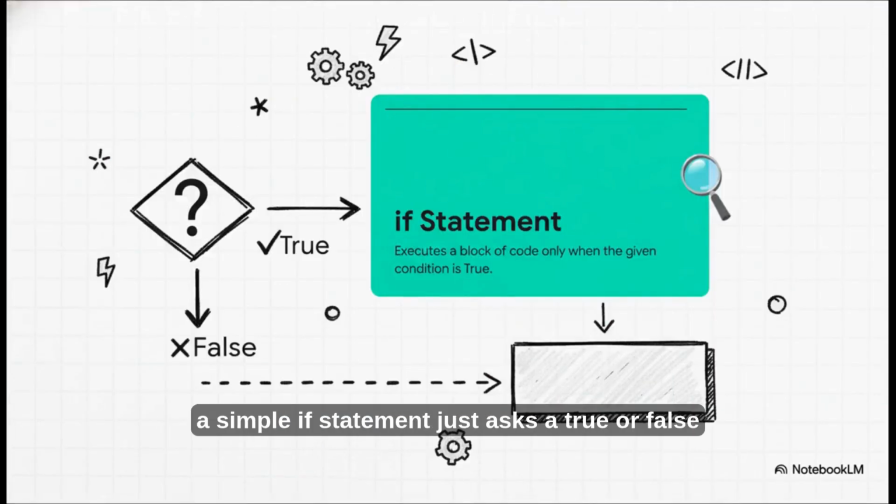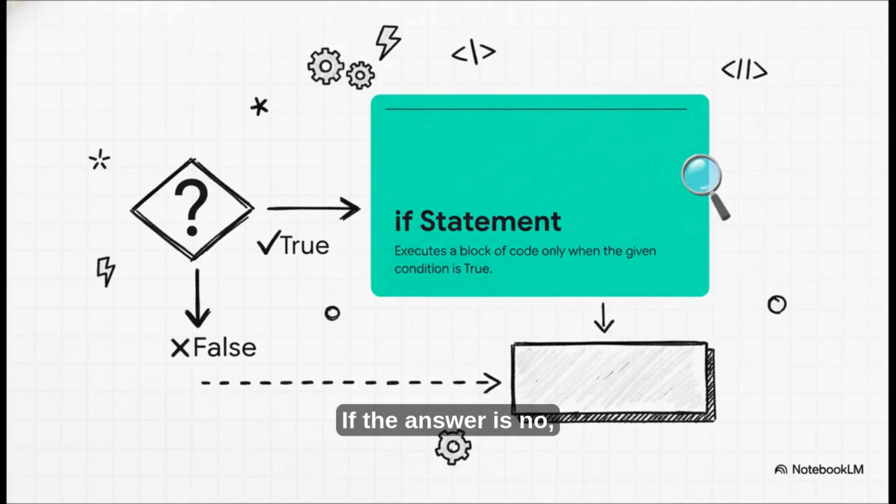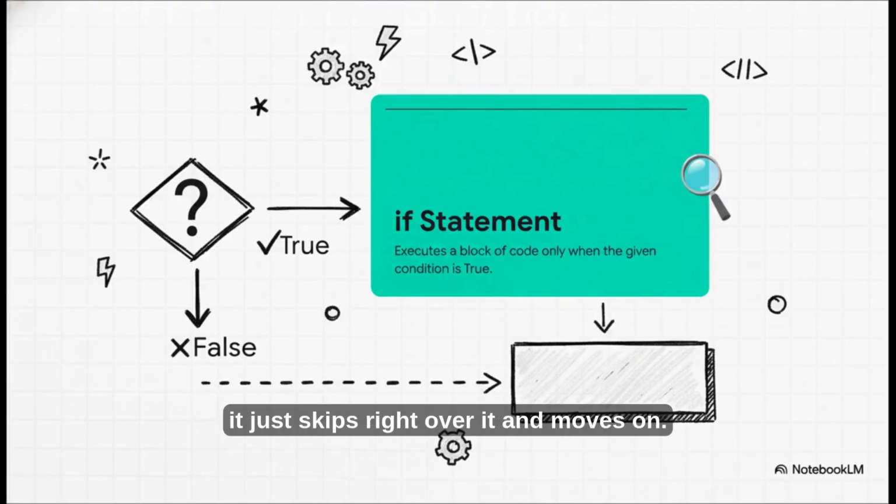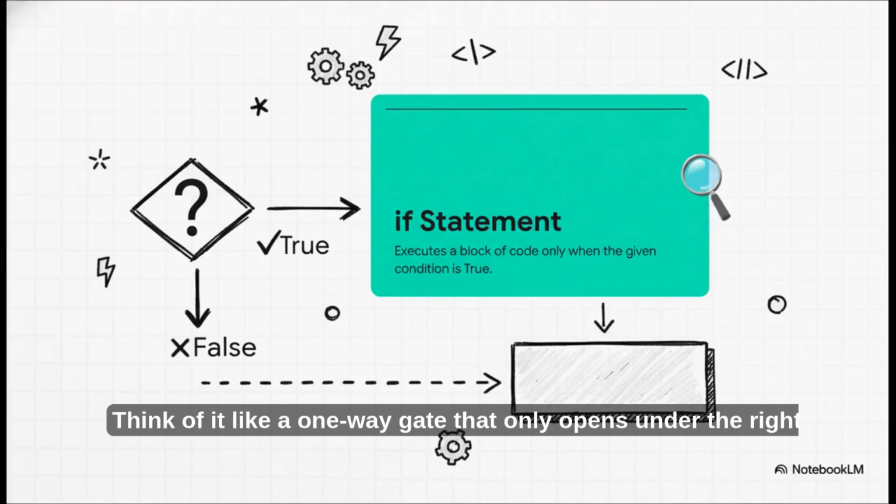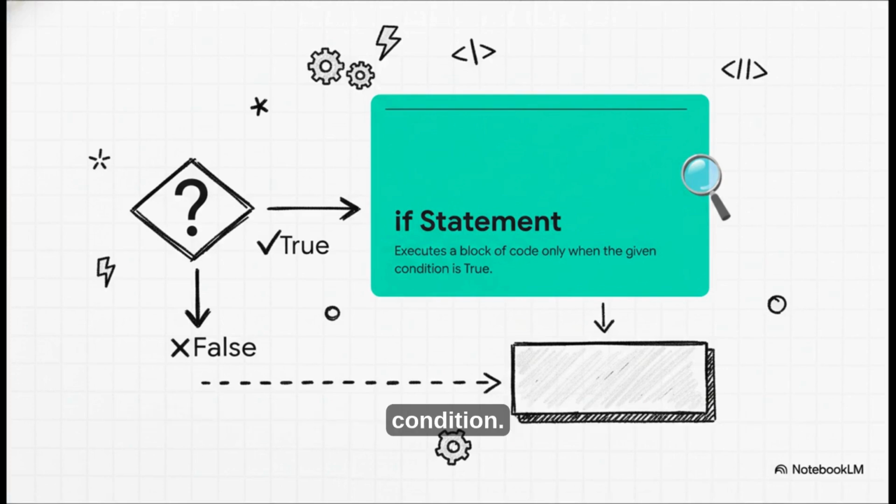At its heart, a simple if statement just asks a true or false question. If the answer is yes, or true, as we say in Python, it runs a specific chunk of code. If the answer is no, it just skips right over it and moves on. Think of it like a one-way gate that only opens under the right condition.